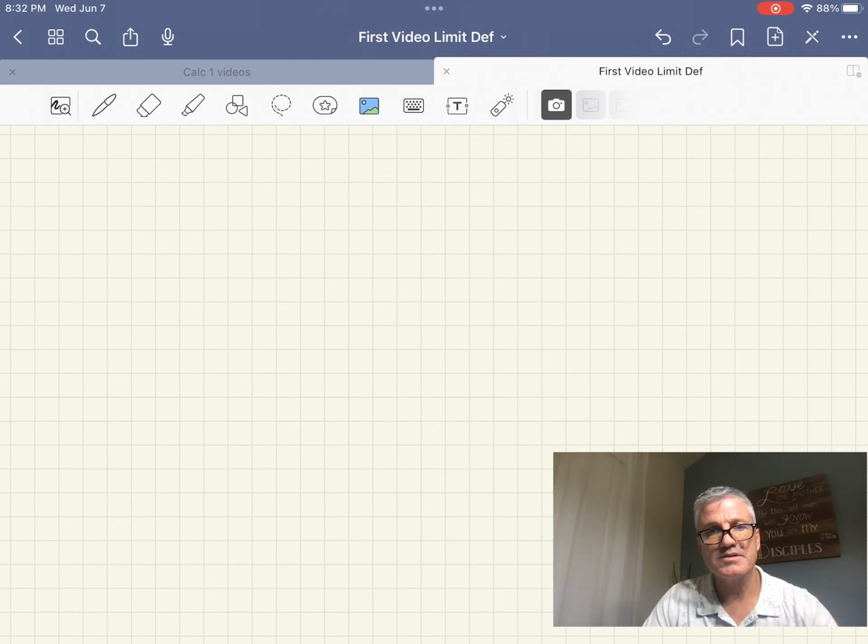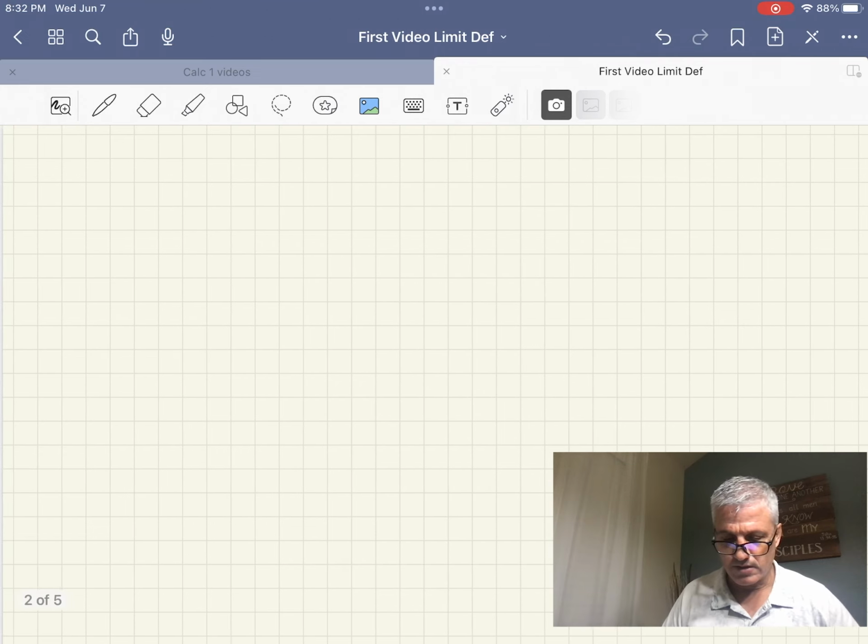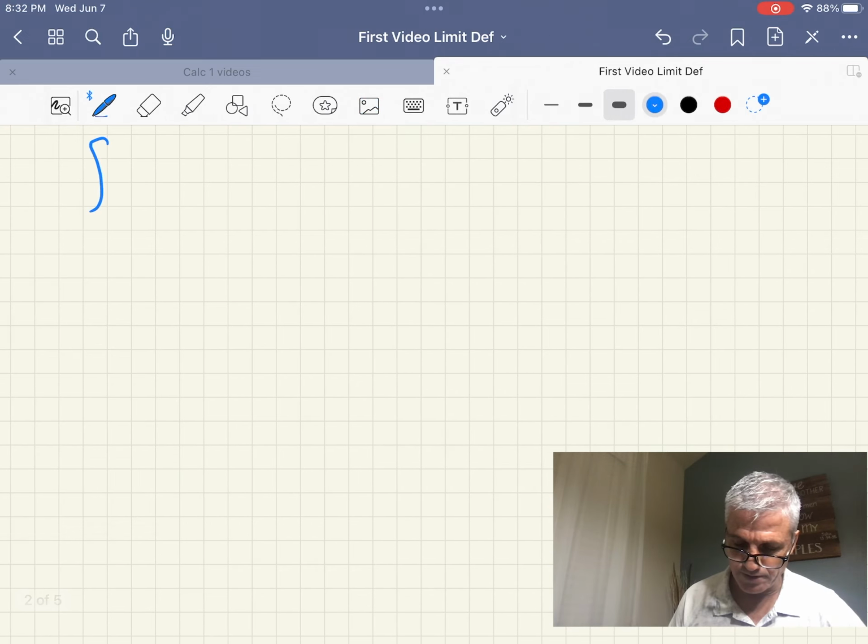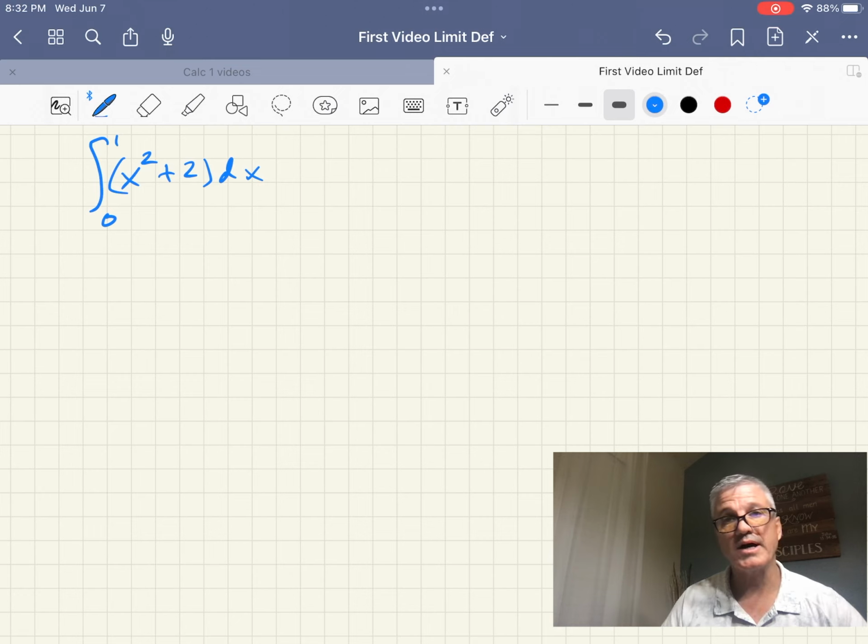Okay, so in this video, what we're going to do is look at how we can use rectangles, either left or right. In our case, we'll probably use left rectangles to approximate the value of an integral. All right, so let's start with this integral here. We want to look at the integral from 0 to 1 of x squared plus 2. All right, so this is what we are wanting to approximate.